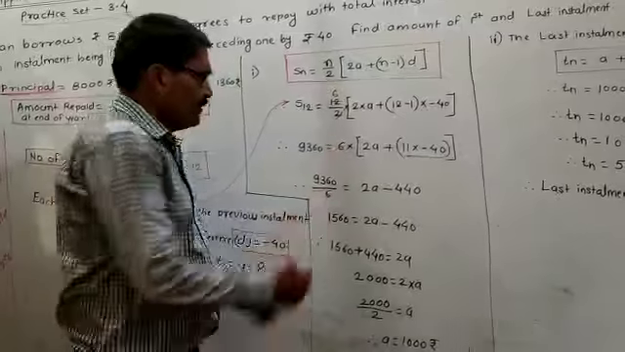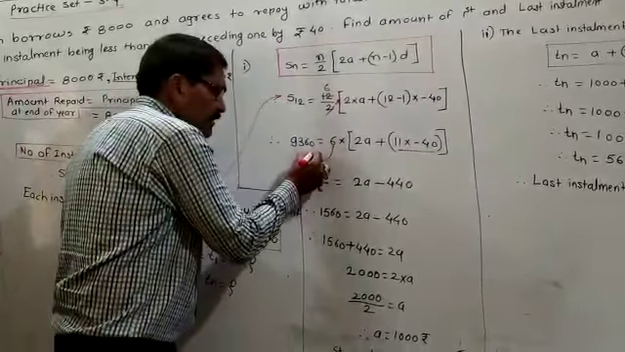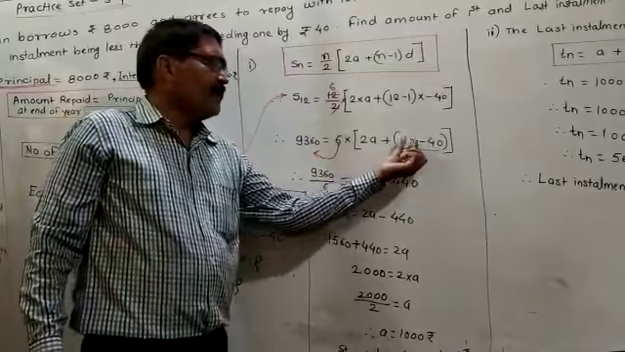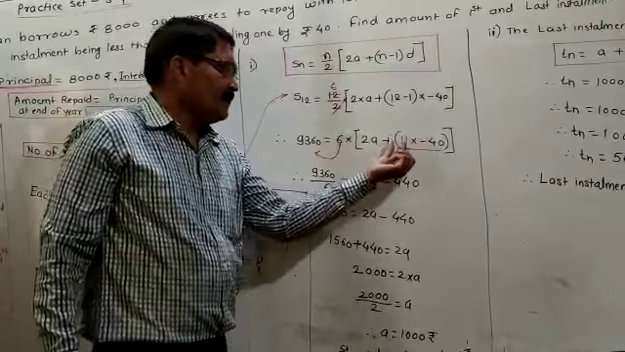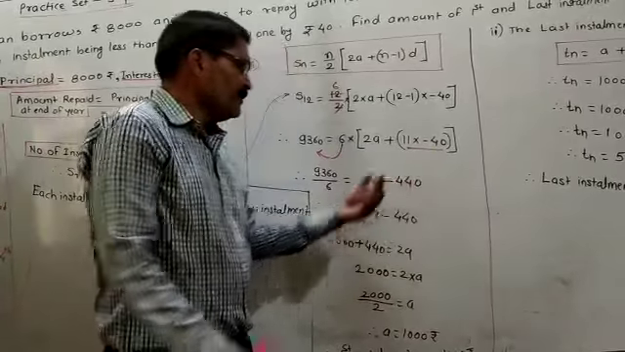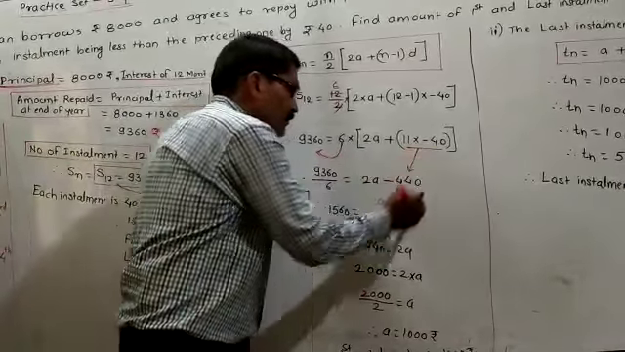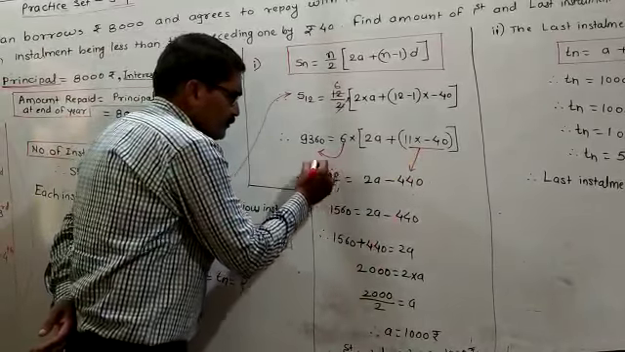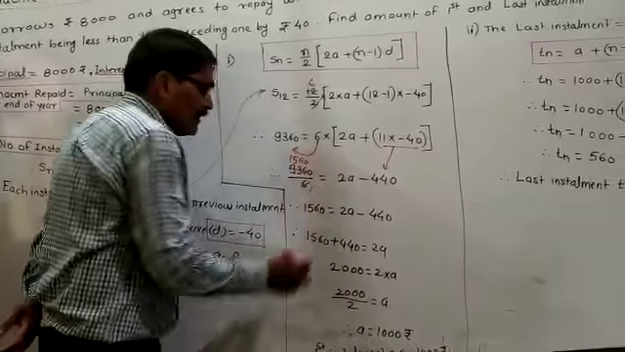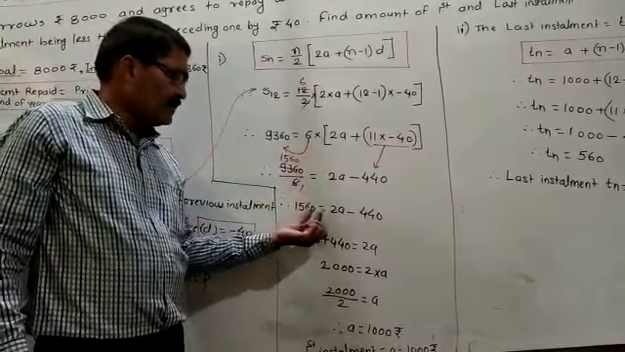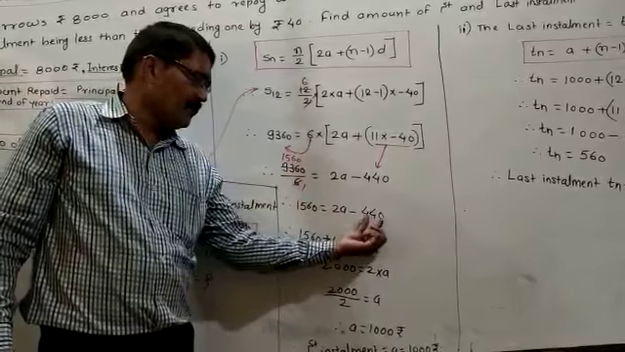Then you have to shift this multiplied by 6 to that side, that becomes divided by 6, and this 2a as it is. 11 multiplied by minus 40 is equal to minus 440. This product is this value. Then you have to divide this: 6 1s are 6, 6 1s are 56, 0 are 9360. Then this will come 1560 is equal to 2a minus 440.